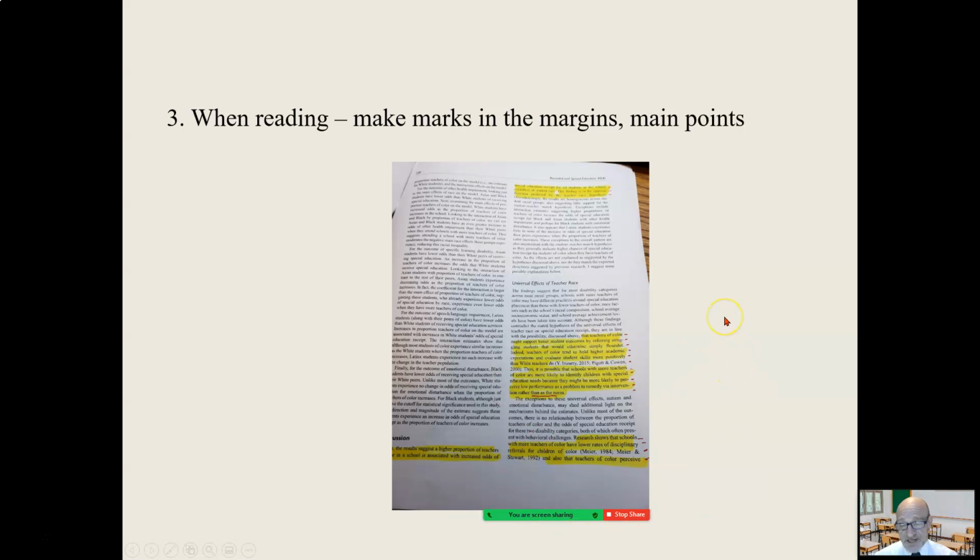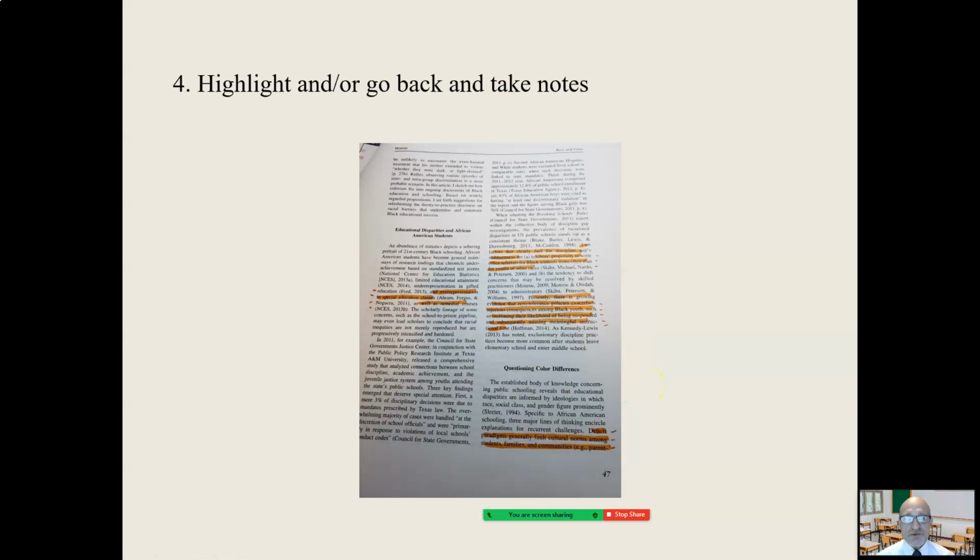Now, what I do is actually a 3-stage process. I read quickly and I put marks in the margin. Then I go back and highlight. And the third step is to take notes. So highlight, and then I go back and I take notes, only recording those ideas, only the important stuff related to my question.